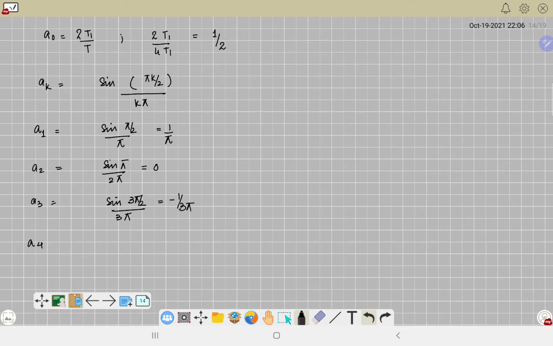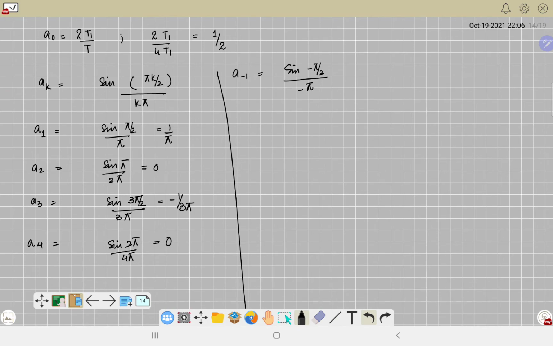Then a4 is sine of 2π by 4π, which will again be 0. ठीक है, similarly you can also take some negative values. If you want to compute a_minus1, it will be sine of minus π/2 by minus π.